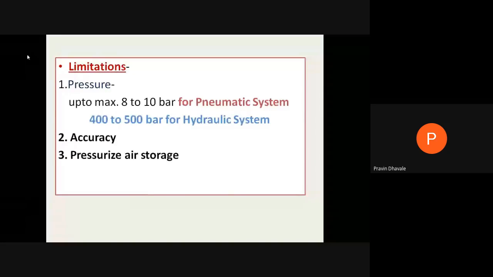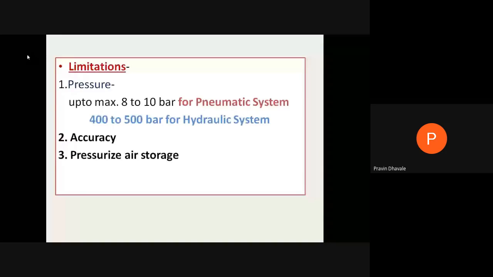First one, pressure up to maximum 8 to 10 bar for pneumatic system, and 400 to 500 bar for the hydraulic system. Second, accuracy. Write in it: due to the compressible nature of air, the accurate motion cannot be obtained.